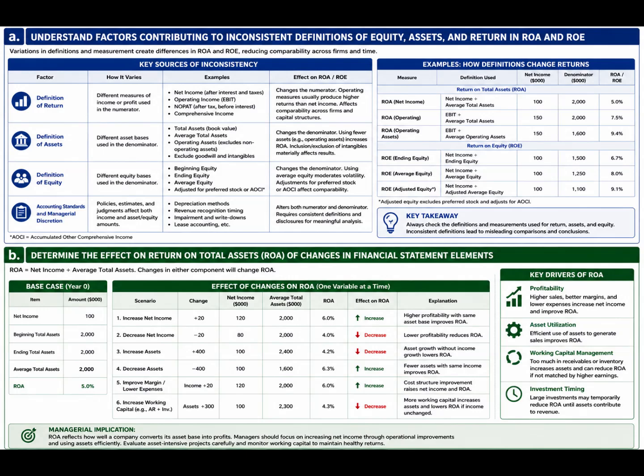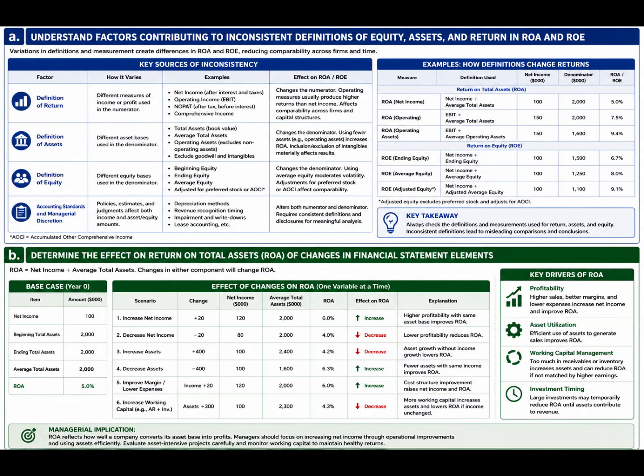Asset measurement differences affect ROA. Analysts may use total assets, average total assets, operating assets, or assets excluding non-operating investments. Inclusion or exclusion of goodwill and intangible assets also changes results.